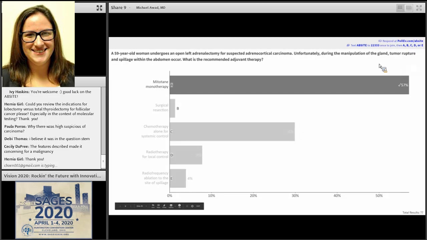Yeah, so mitotane. Surgical resection is the definitive management for adrenocortical carcinoma. Mitotane has been shown to improve overall survival, and it is what you would use if you were treating for tumor spillage. Chemotherapy can be added to augment this, but it wouldn't be the definitive management for it. Radiotherapy and radiofrequency ablation don't have any role.